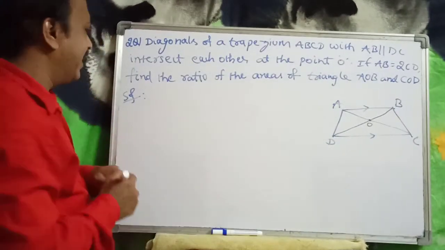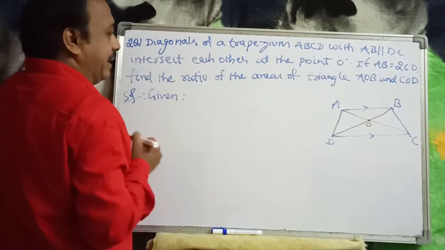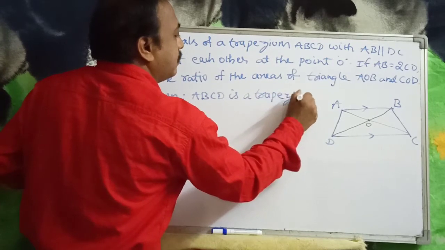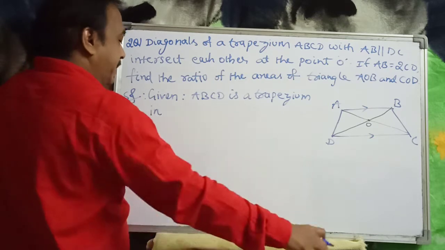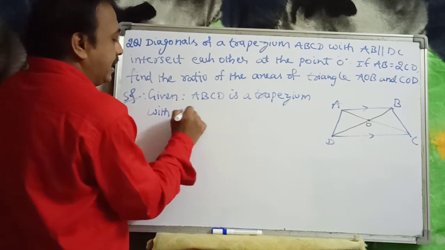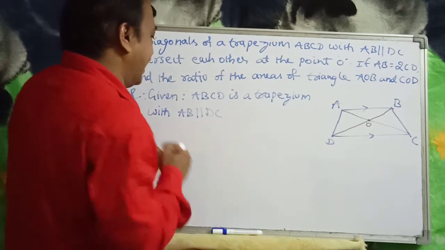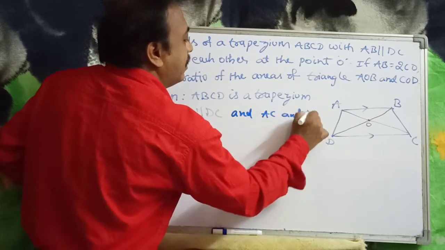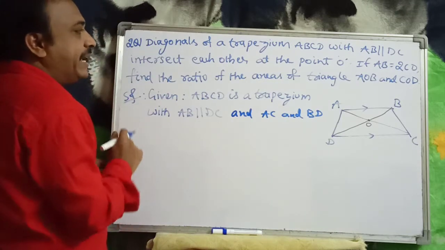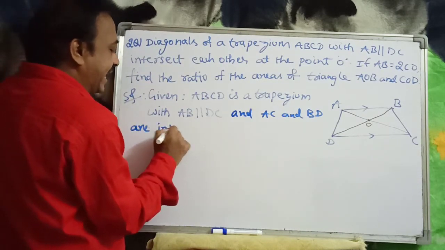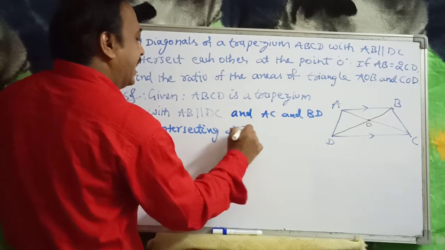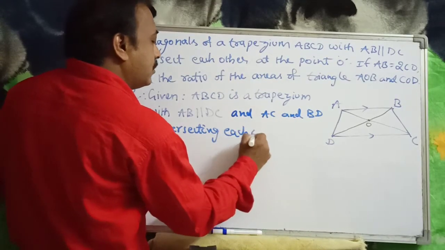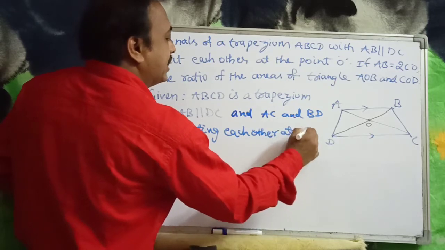Given ABCD is a trapezium with AB parallel to DC, and diagonals AC and BD are intersecting each other at the point O, that is given.